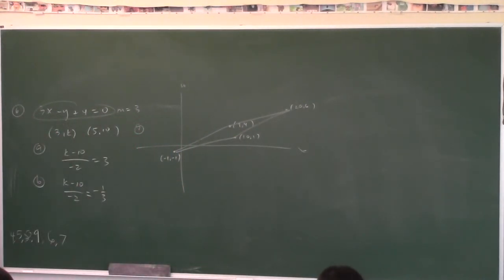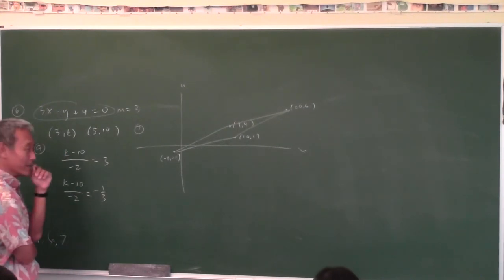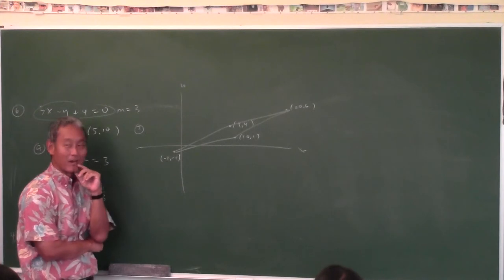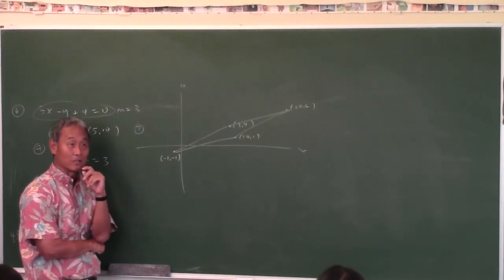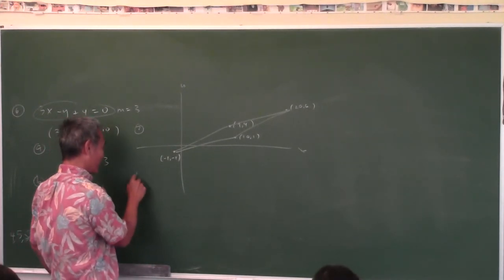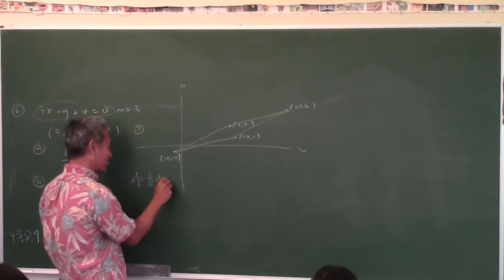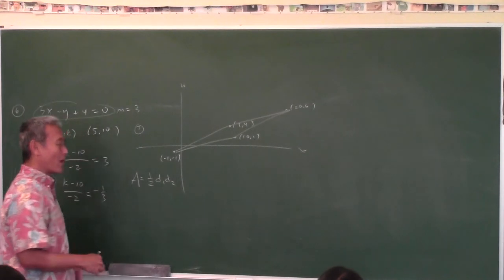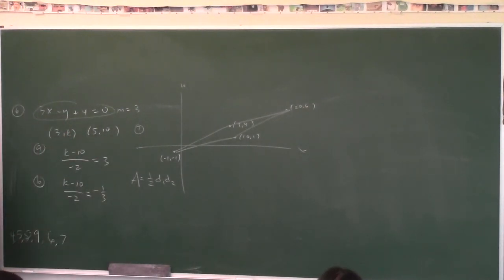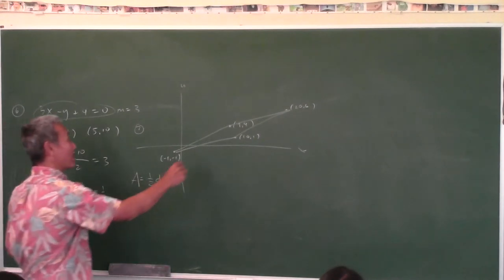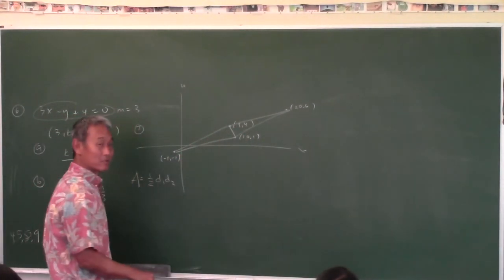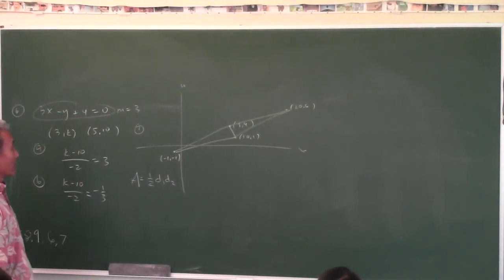Now what do you want to do? What do you think is the fastest way to find the area of a rhombus? What did we learn in geometry? We learned the formula for the area of a rhombus. Something to do with the diagonals. Area of a rhombus is one half the product of the diagonals. Now, what happens if you're on a quiz or a test and you can't remember that? You're done? No, you're not done. How about breaking it up into two triangles? Yeah, you break it up into triangles.